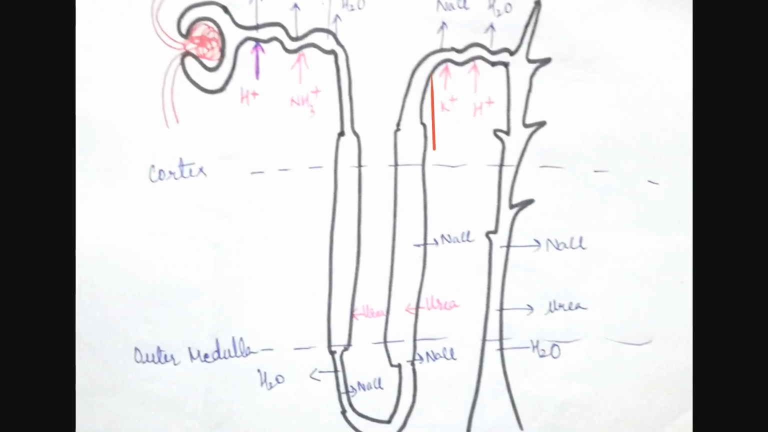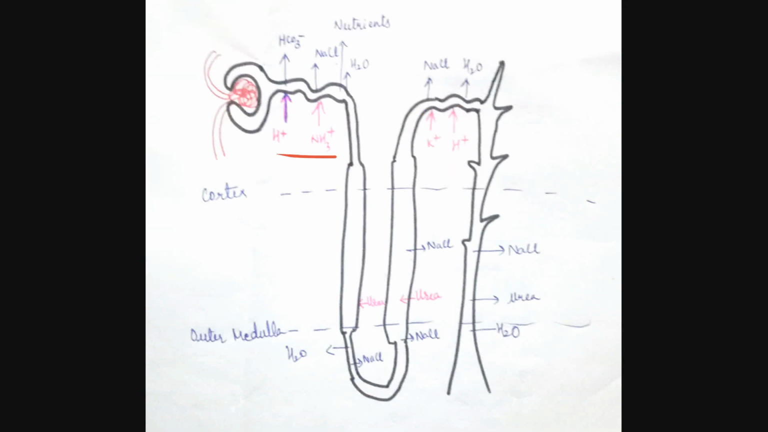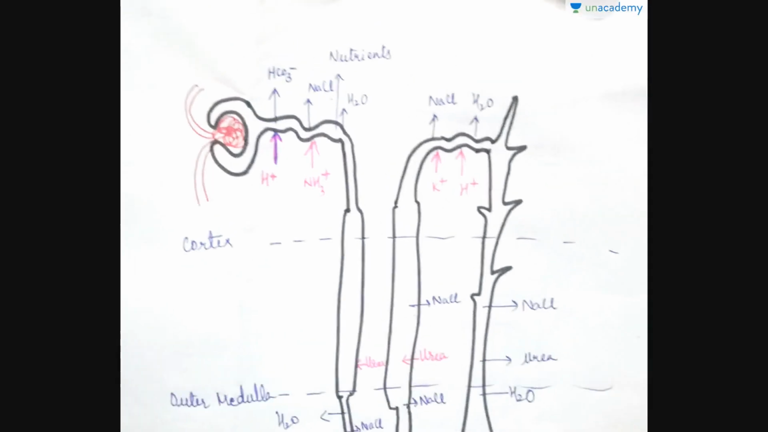So now let's consider first of all the structure. We will revise the structure quickly. This is the Bowman's capsule, this is the glomerulus, this is the efferent arteriole which will form the peritubular capillaries over here, forming vasa recta over here, and peritubular capillaries again over here, and this is the afferent arteriole. Then we have the PCT, the thin descending limb, the thick descending limb, then the thin ascending limb and the thick ascending limb, and then finally the DCT and the collecting tubules. So these are the various parts.